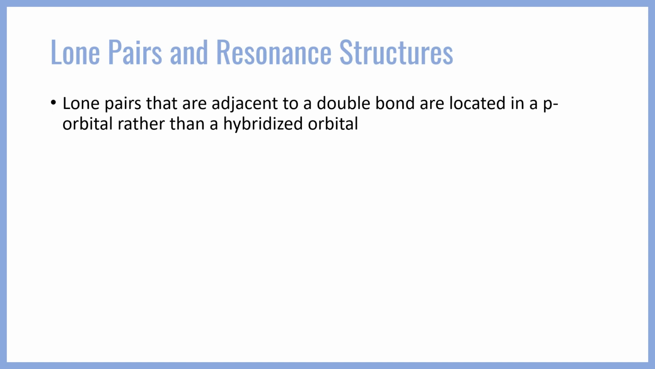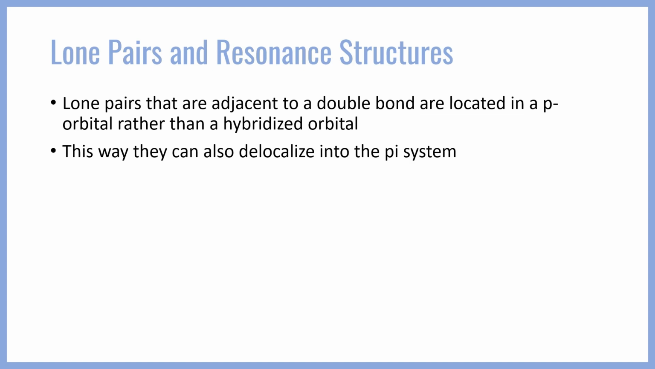Another thing to consider with resonance structures is the behavior of lone pairs that are adjacent to the double bonds or triple bonds in a structure. Lone pairs that are adjacent to a double bond are actually located in a p orbital rather than, say, an sp2 or sp3 type orbital for the most part. The reason is so that those lone pairs can also delocalize into the pi system. It's not just double and triple bonds that participate in resonance.